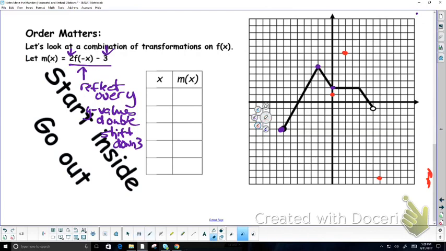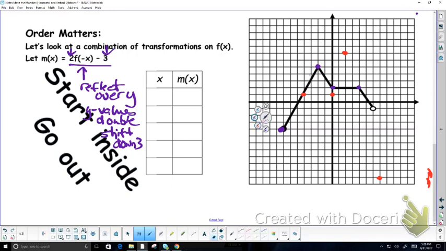Then let's see. Let's try another. We've got this 2 right here. This one's going to reflect over. So it's going to go 4 the other way. So I'm right here. Then it's going to double. So it's going to go up here. And then it's going to shift down 3. So this is where the point finally will end up.